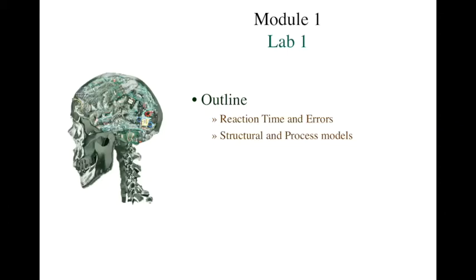In this video lecture, we'll be talking about the background information you need before you start Lab 1. We'll look at how modern research in cognitive psychology relies on the dependent measures of reaction time and errors, and we'll look at how these two measures are correlated. We'll then discuss structural and process models, focusing on the process model of Sternberg. Sternberg's experiment will be the subject of your first lab.